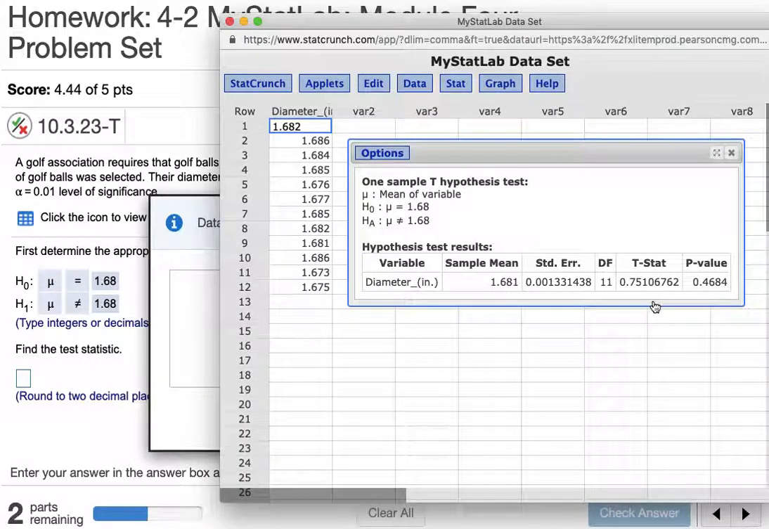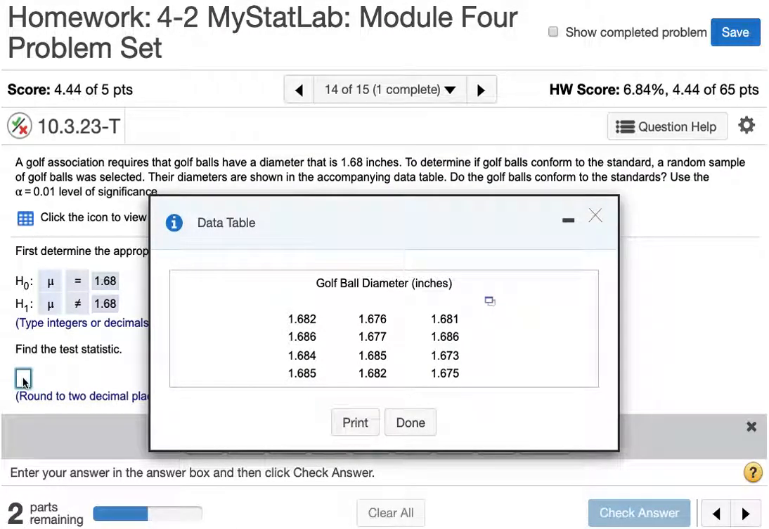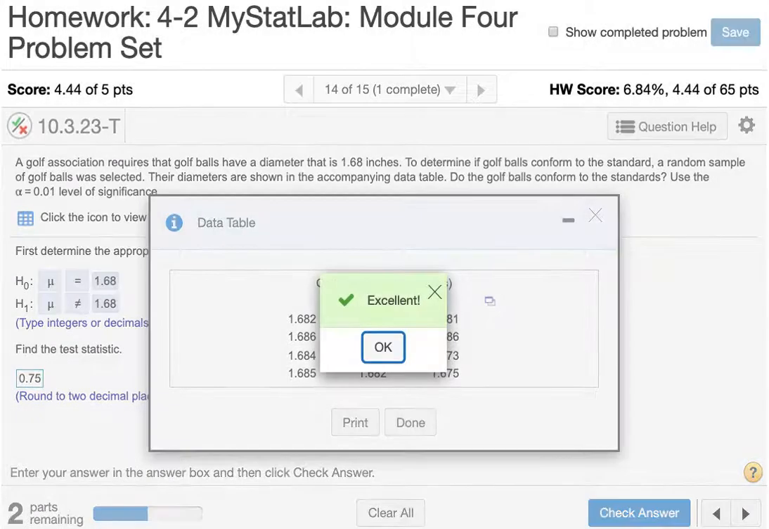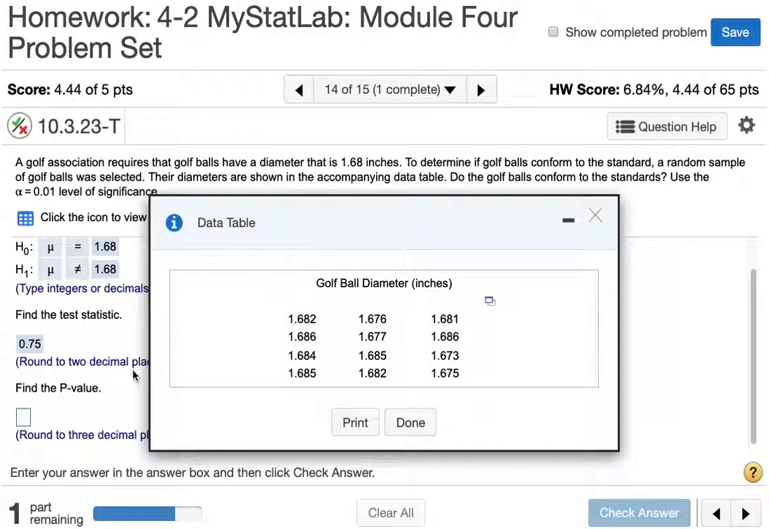And we get the test statistic is 0.75 when we round to two decimal places, so we just put that in there. And then that looks good. And then we're going to find the p-value.